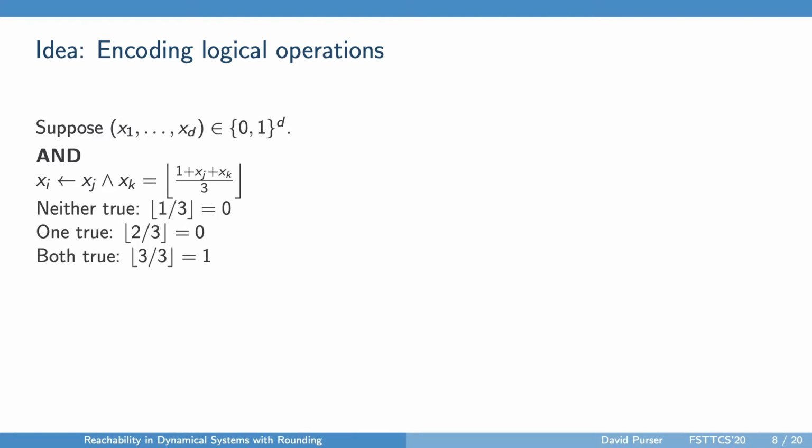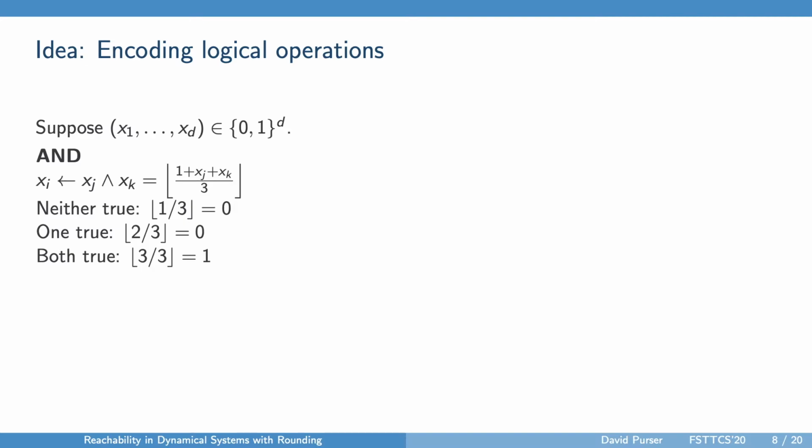If both x_j and x_k are 0, then the result is a third, and after taking floor, we end up back at 0, which is false. If either one of x_j or x_k is true, we're at 2/3, and so the formula is still false. After taking floor, we get 0. However, if both x_j and x_k are 1, i.e. true, we end up with 3/3, and after taking floor, we end up at 1, representing true.